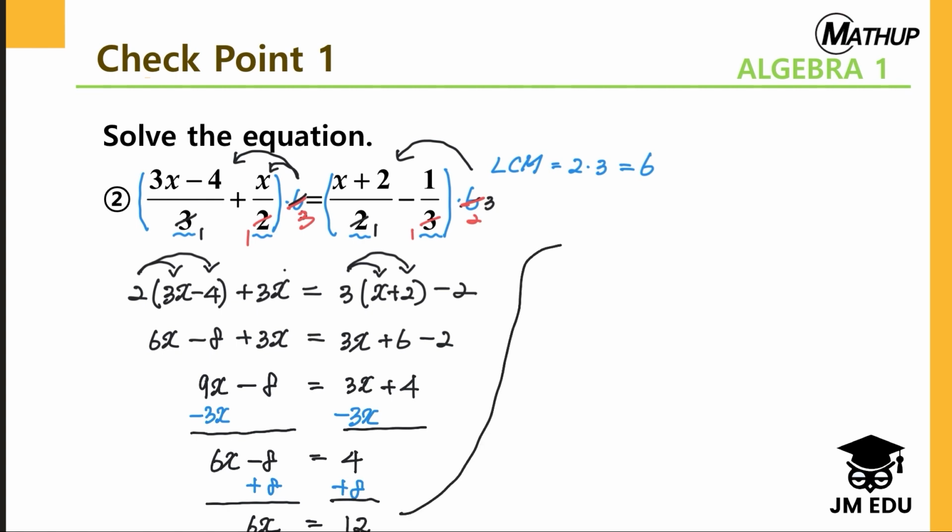So let's move this expression right over here. We have 6x is equal to 12. Then finally divide by 6. Divide this by 6. So x is equal to 2.